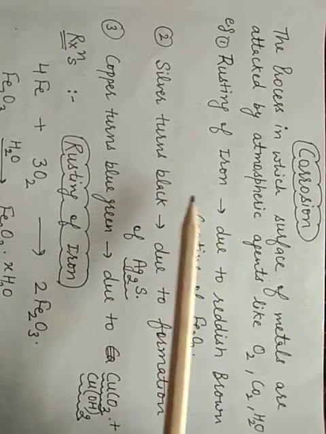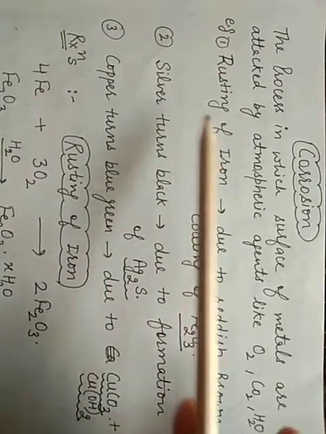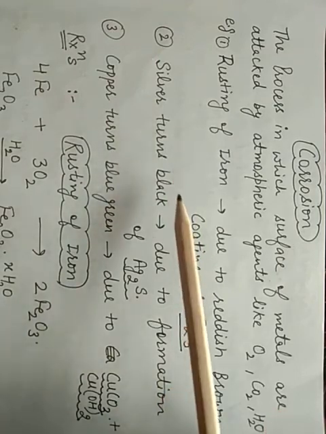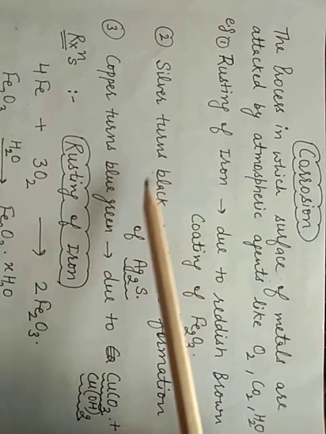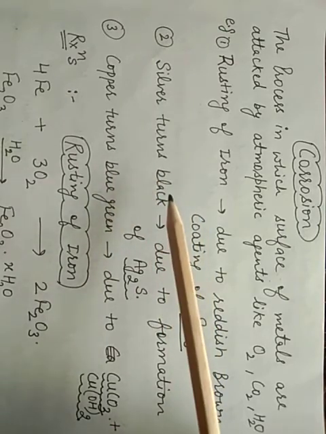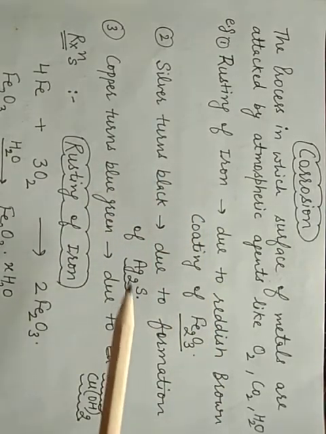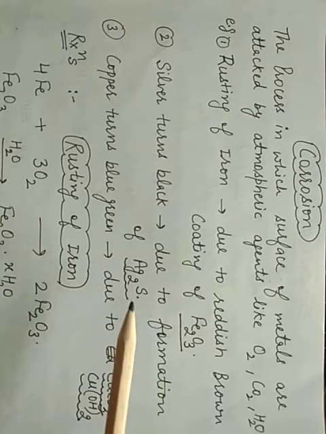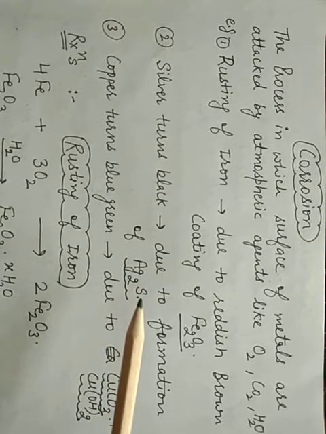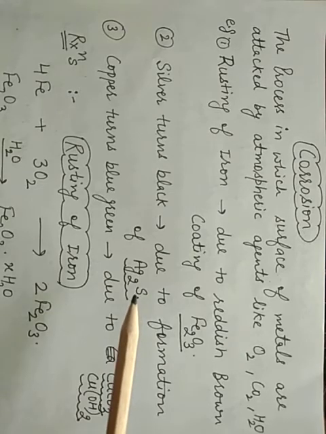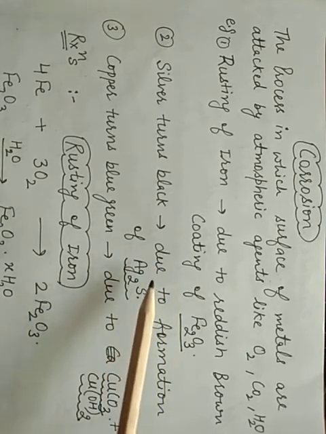Second, in our surroundings you see silver turn black. Why does silver turn black? Due to the formation of silver sulfide, Ag2S. This is also a corrosion.